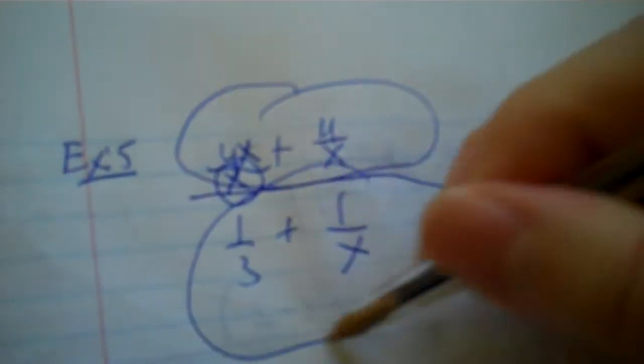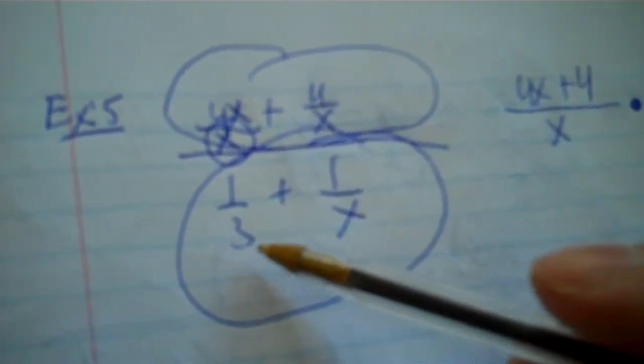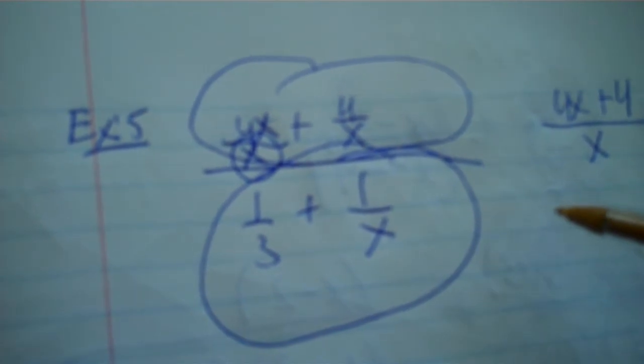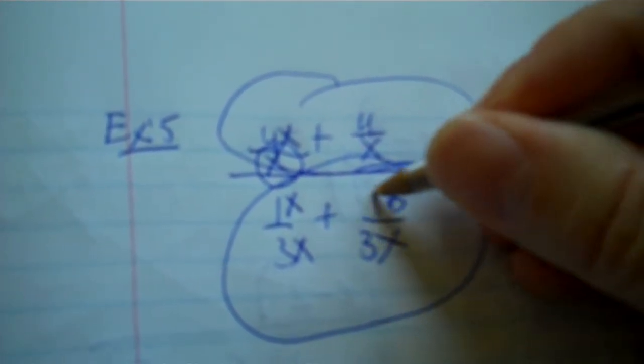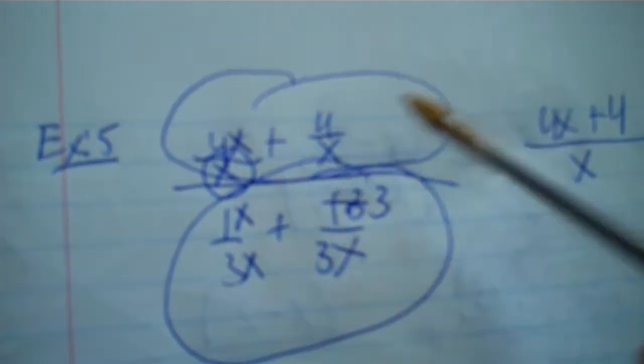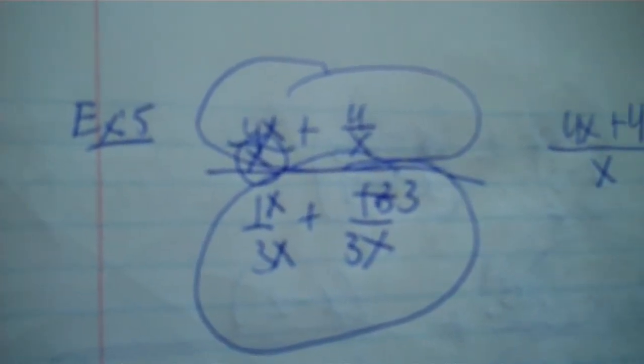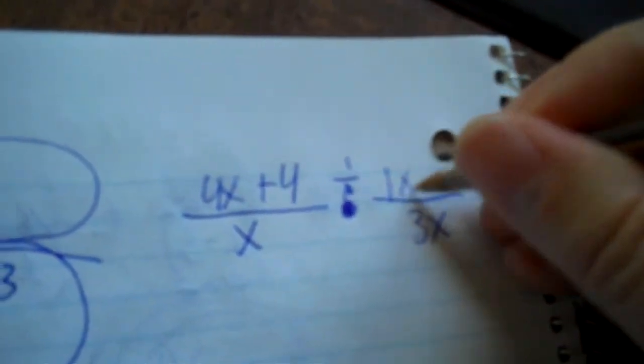Now let's look at the bottom here. That has a 3, that has an x. So let's put an x here. Now they both have an x, and let's put a 3 here, and then 1 times 3 would give me 3. So now you've actually simplified that. Sorry, I don't know why I wrote times. And our common denominator on the bottom is 3x. So now you got 1x plus 3 on top.